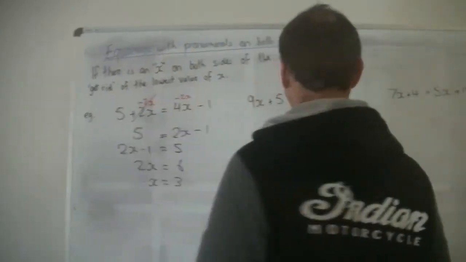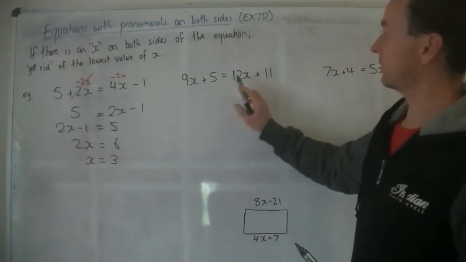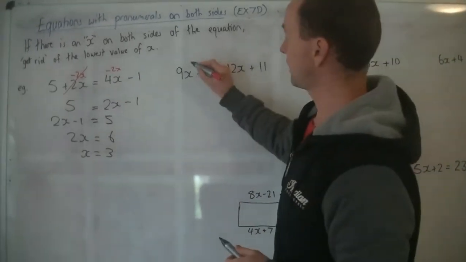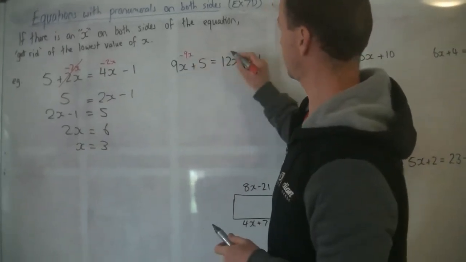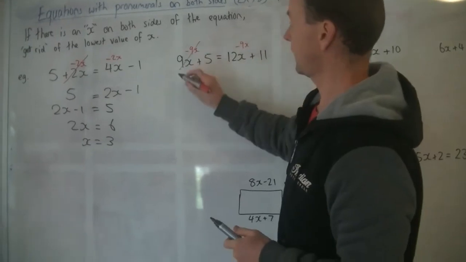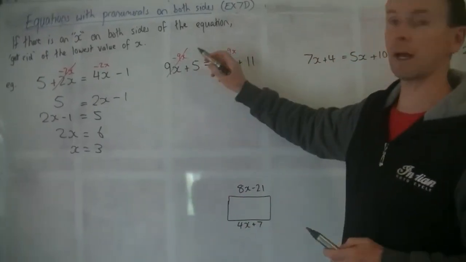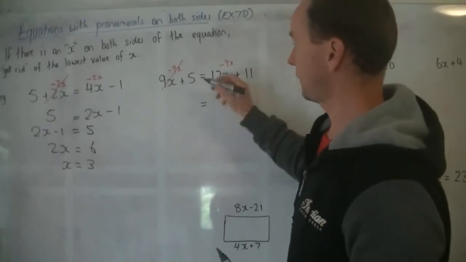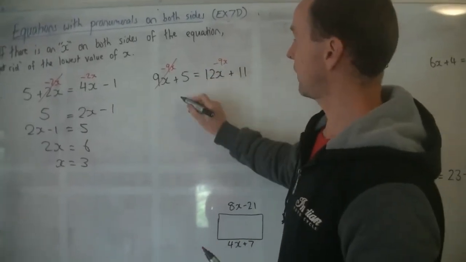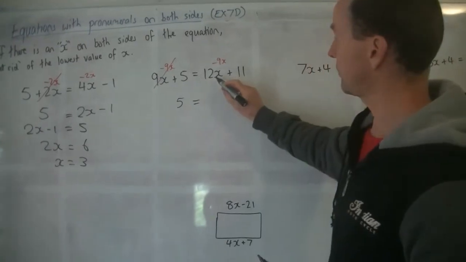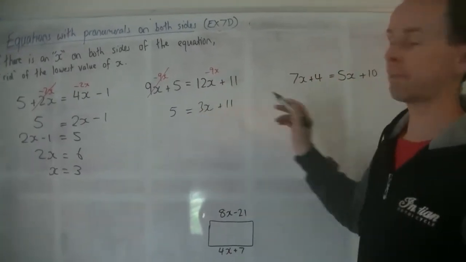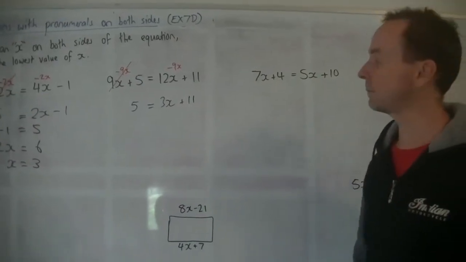Alright, let's do the next one. We've got 9x and we've got 12x. The lowest value of x is 9x. So I'm going to minus 9x to both sides. And they cancel. Again, what I'm writing in red, you do not have to copy. You do not have to do that in a test, but all the steps you must show. So now we're left with 5 on that side. On this side we've got 3x and we've got a plus 11.